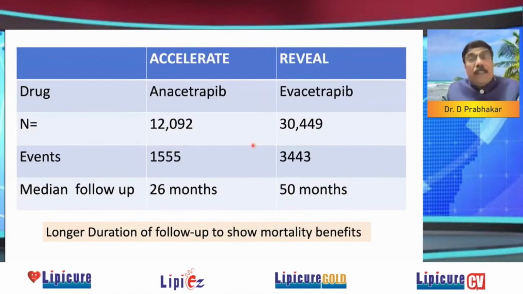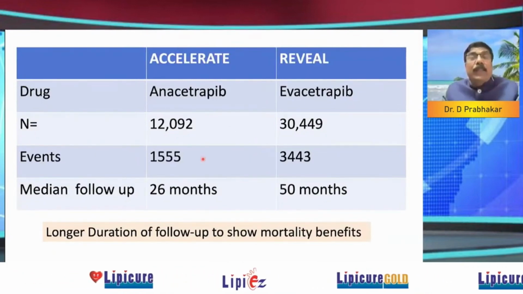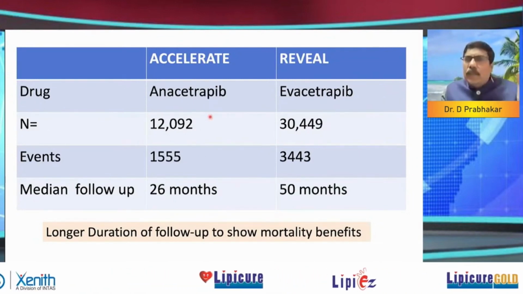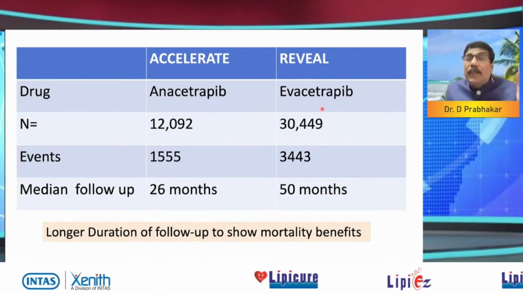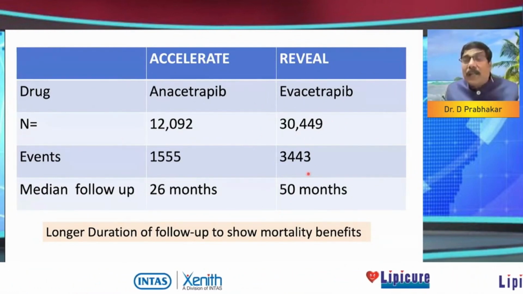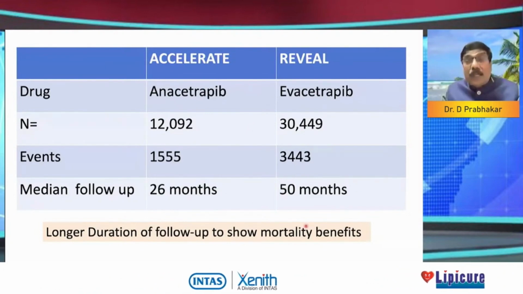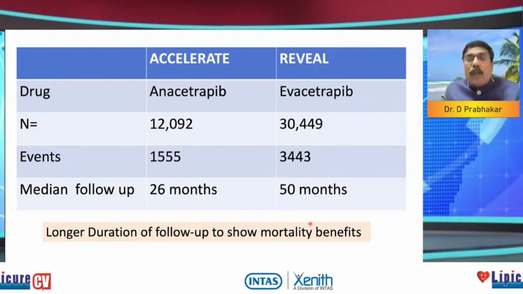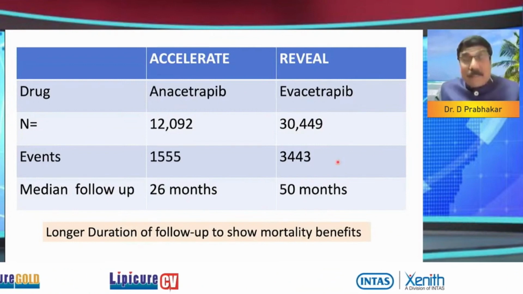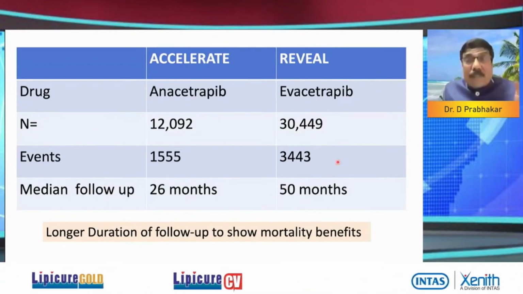What is the difference despite 40% reduction? The main reason was very, very simple. You look at the data. They studied just 12,000 patients in ACCELERATE. It was 30,000 patients in REVEAL. And the events were much higher, obviously, because of the higher number of patients. Not only that, the duration of the study was 50 months. So longer duration of follow-up is going to be required to show mortality benefits. We have already seen this in the PCSK9 trials where the MACE reduction is more important.